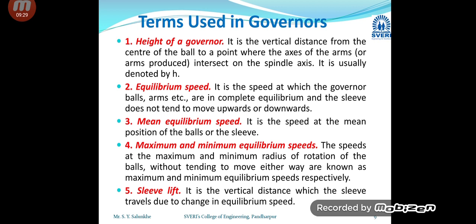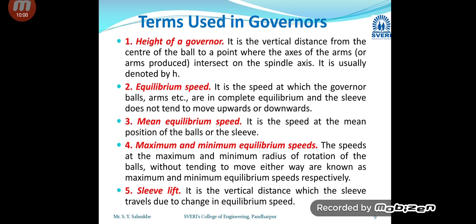Then next is equilibrium speed. It is the speed at which the governor balls, arms, etc., that is, all moving parts of that governor, are in complete equilibrium, and the sleeve does not tend to move in an upward direction or in a downward direction. Now how will the sleeve move? Because of the centrifugal force, and if the centrifugal force is not changing, then the sleeve will not get displaced.